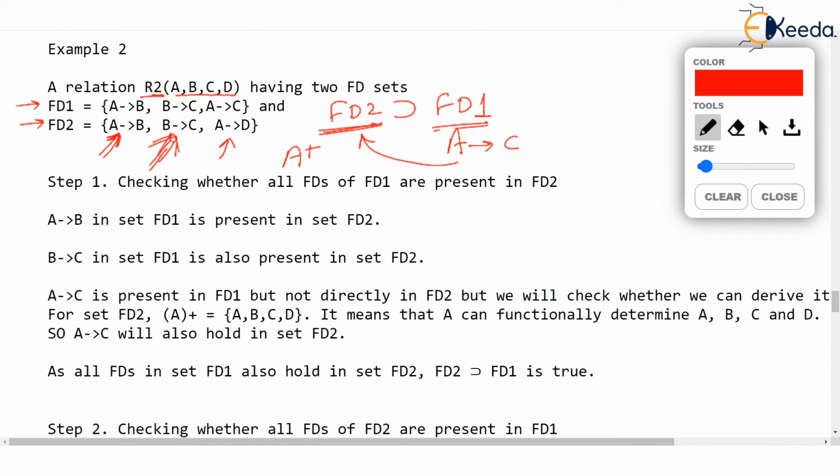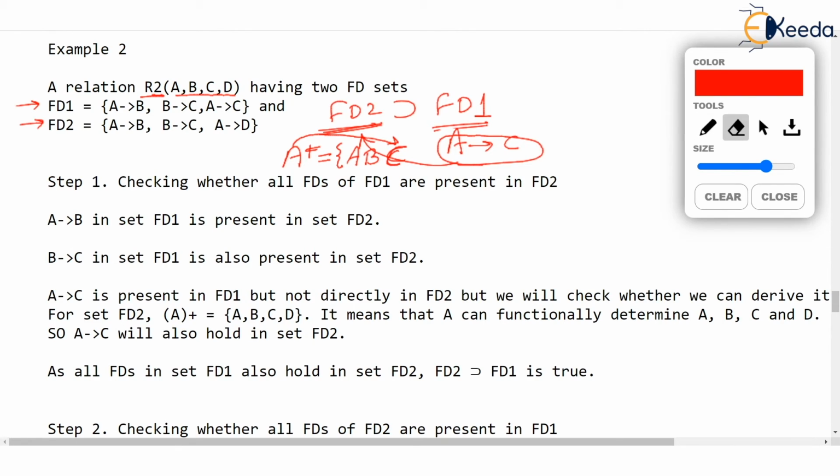You watch. So that's enough. A closure contains C. That means A can determine C in FD2. That means indirectly A determines C is there in FD2. Although it is not directly there, it is there. So hence A determines C can be derived by FD2. Great. That means all the FDs of FD1 can be covered by FD2. So we have proved that FD2 covers FD1, isn't it?